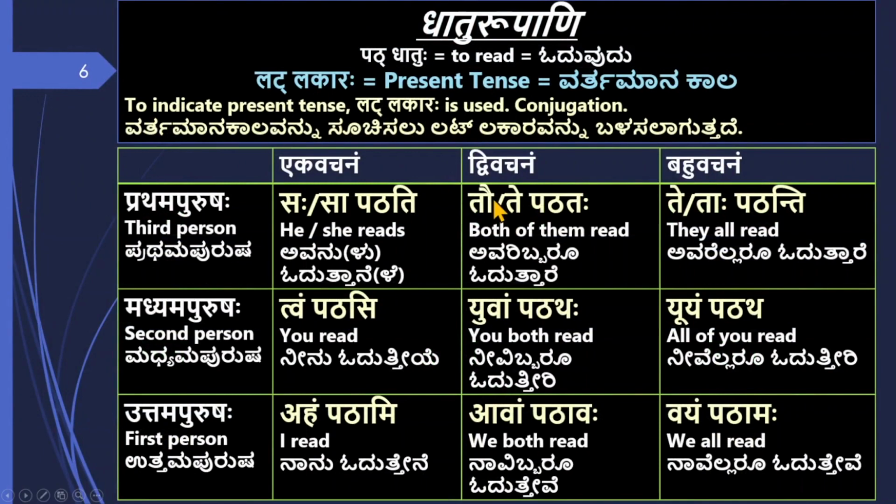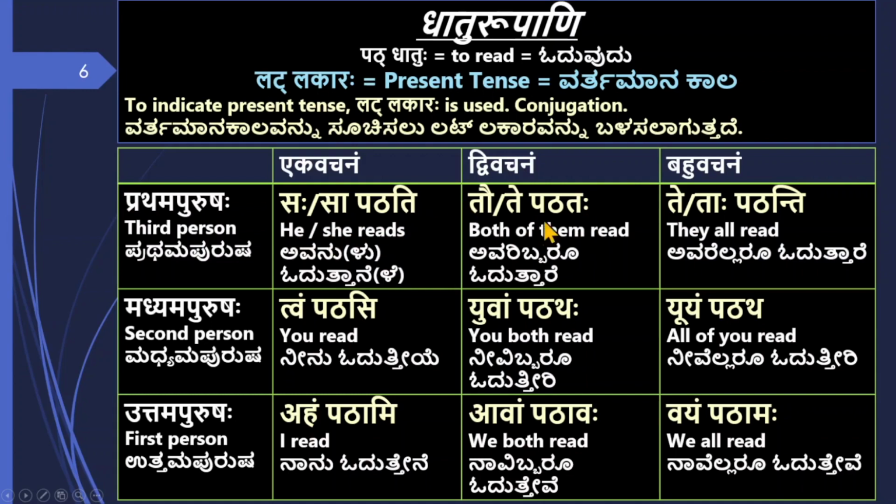We go further. Next, we get ourselves familiar with dhatu rupani with the pat dhatu in lat lakara, present tense. To indicate present tense, lat lakara is used. So what we learn in the conjugation table is pathati, pathatah, pathanti, pathasi, pathatah, pathatha, pathami, pathavaha, pathamaha. I have also given one small sentence, saha pathati or sa pathati. Saha pathati means he reads, sa pathati means she reads.